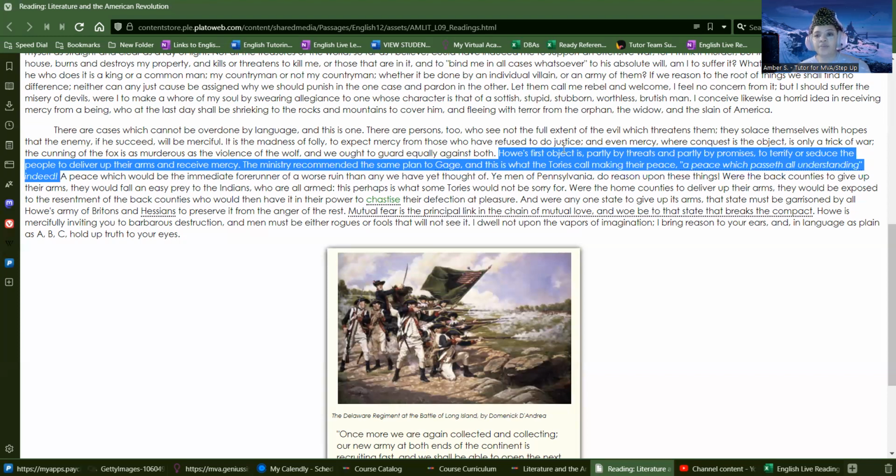And that scaring people to give up their arms is what they call making peace. So it's not enough to come to an agreement. They want to disarm everyone so that they can basically bully them or push them around since they can't defend themselves. So when he references that the Tories call this making their peace, a peace which passeth all understanding, he's being sarcastic. He's saying, obviously, this is the type of peace that they were referring to in the Bible.